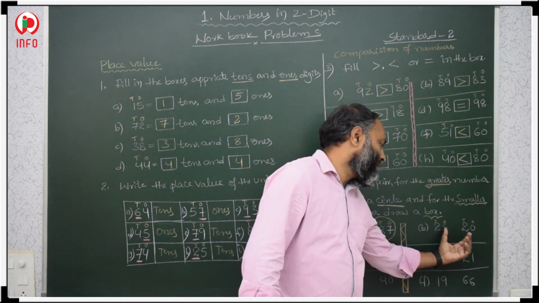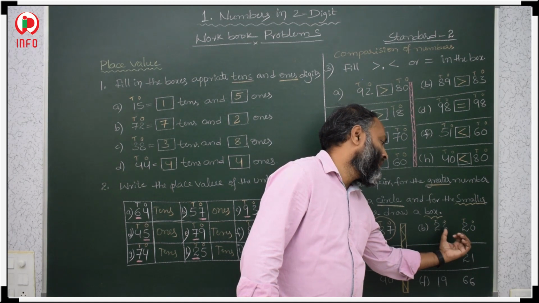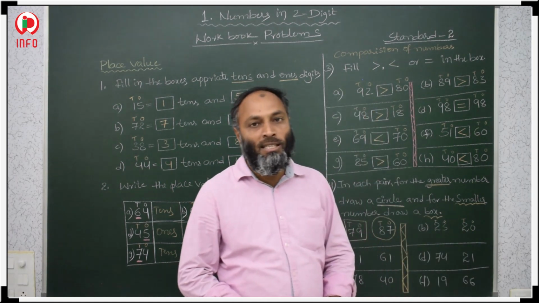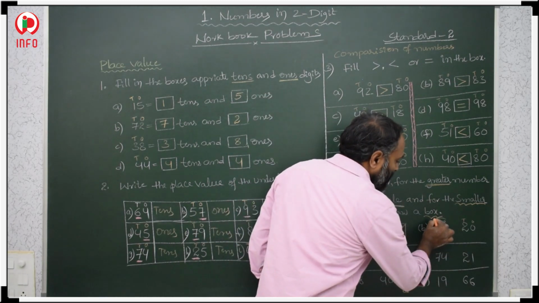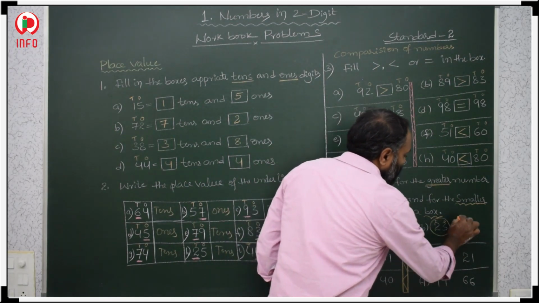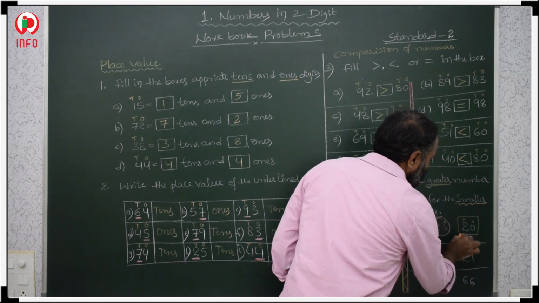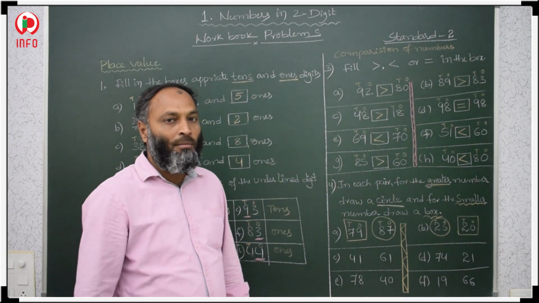So what is there in ones place? 3 is there and 0 is there. In 3 and 0, 3 is bigger. For the bigger number, circle. For the smaller number, box.